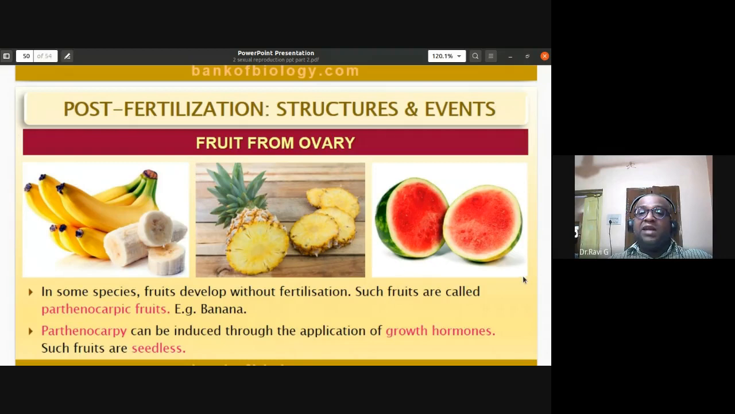Now, seed is a hindrance in many of the fruits, like in watermelon or in grapes. You don't want to have seeds, you want a seedless fruit. So the crop can be sprayed with auxins or gibberellins, which induce parthenocarpy, that is formation of fruits without fertilization. So parthenocarpic fruits are seedless.